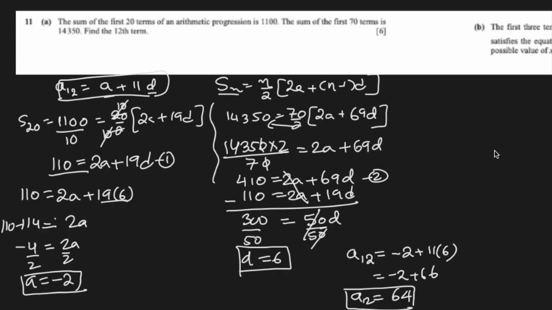Okay. Part B. The first three terms of a GP are these. Show that x satisfies the equation this. That means we have to convert it into this. Hence show the sum to infinity exists for each possible value of x. Let's focus on this one.